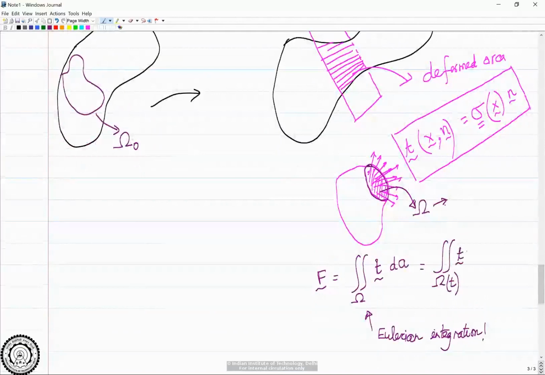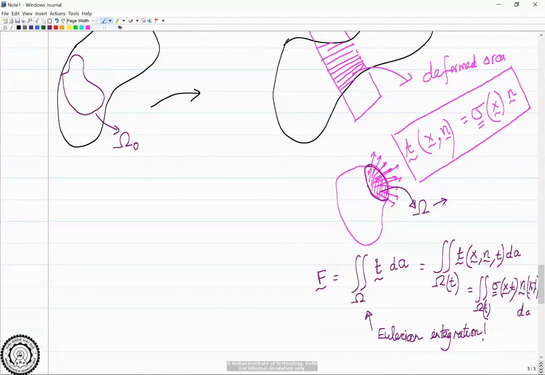And then T is a function of X as well as the normal and also the time, dA, which you could write as integration over omega t of sigma as a function of X and time, into N. And N is also a function of time, and it could also be a function of X actually, dA. Is that clear to you guys? Why is n a function of x? Because omega need not be planar, omega can be curved also. If omega is curved, then different points on omega will have different surface normals. So n can be a function of x and time both.